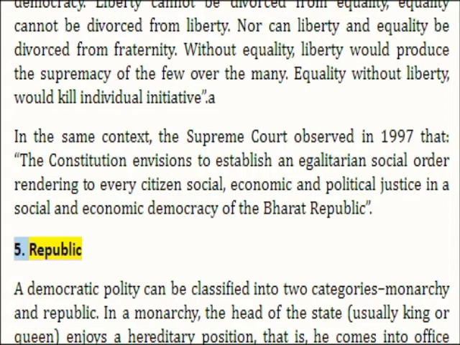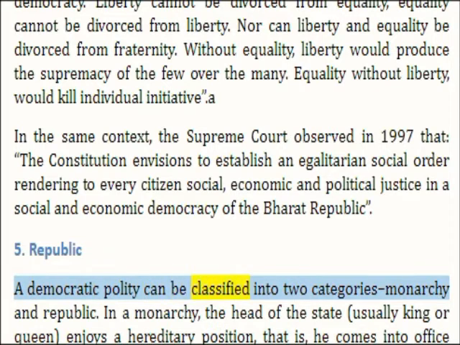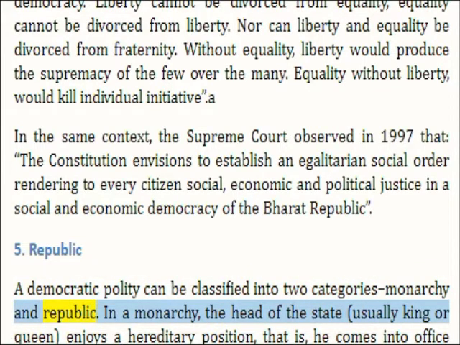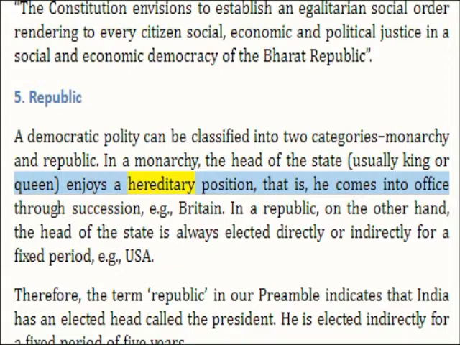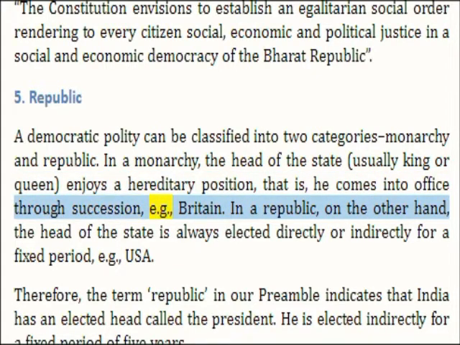5. Republic. A democratic polity can be classified into two categories, monarchy and republic. In a monarchy, the head of the state, usually king or queen, enjoys a hereditary position, that is, he comes into office through succession, example, Britain.